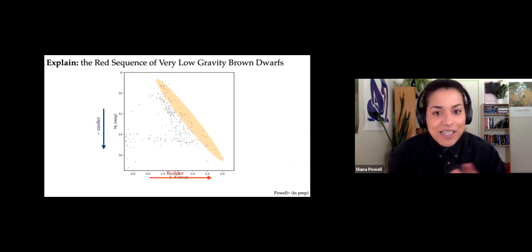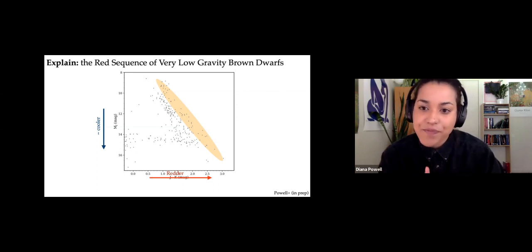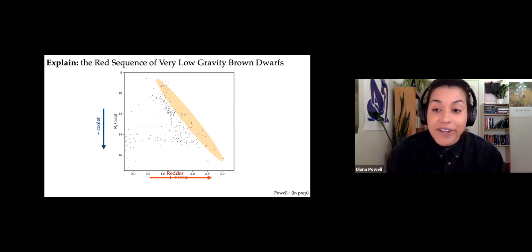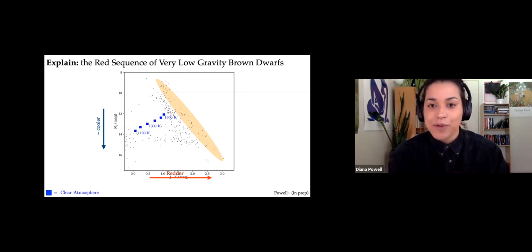I'm not really going to talk about this in detail, but I just want to quickly point out that we've applied this modeling to very low gravity brown dwarfs, which have atmospheric properties similar to planets, but much more data. Here I'm showing the color magnitude diagram for brown dwarfs with this very low gravity sequence of brown dwarfs highlighted in yellow. So relatively newly discovered sequence. If we were to model these very low gravity profiles with clear atmospheres, they would lie in this region of the diagram where we do not really observe any brown dwarfs.